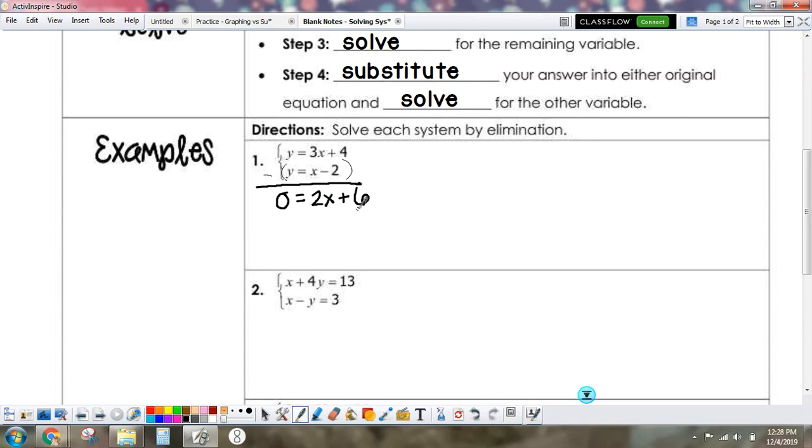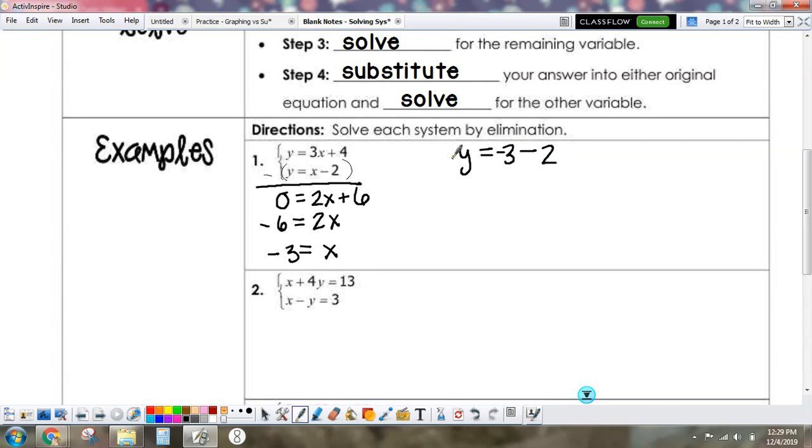Now I want to solve this for the remaining variable. So 2x plus 6, I'm going to subtract 6 from both sides. And then I need to get x by itself, so I'm going to divide both sides by 2. And I get negative 3 equals x. Now I'm going to substitute my answer into either original equation, whichever one is easier for you. I'm going to use the bottom one because that is the easier one to use.